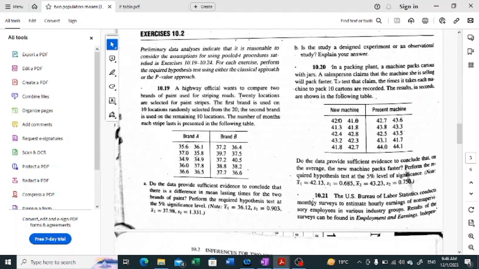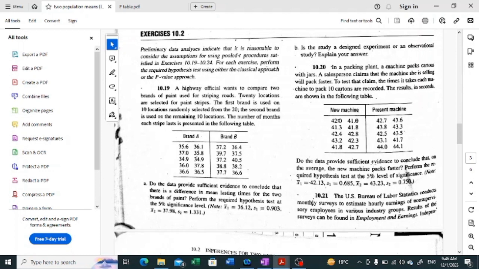To test that claim, the time it takes each machine to pack 10 cartons are recorded. The results in seconds are shown in the following table. This is the data regarding packing time from the new machines, and this is the data regarding the packing times based upon the present machine.